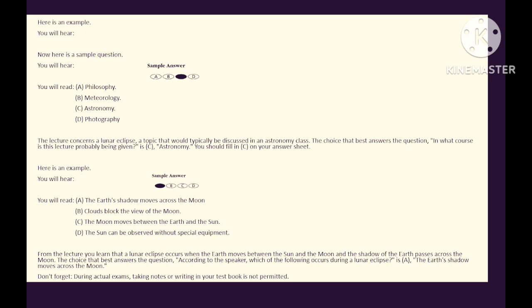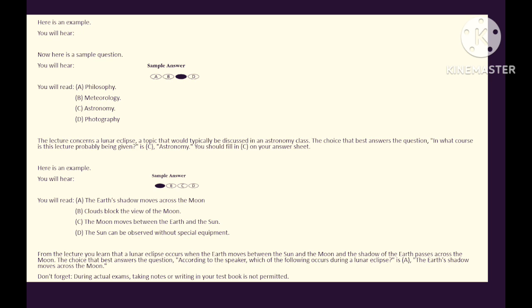Now, here is a sample question. You will hear, in what course is this lecture probably being given? You will read, A. Philosophy, B. Meteorology, C. Astronomy, D. Photography. The lecture concerns a lunar eclipse, a topic that would typically be discussed in an astronomy class. The choice that best answers the question, in what course is this lecture probably being given, is C, Astronomy. You should fill in C on your answer sheet.